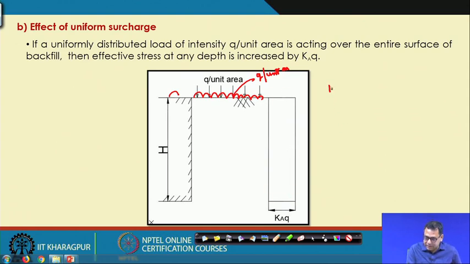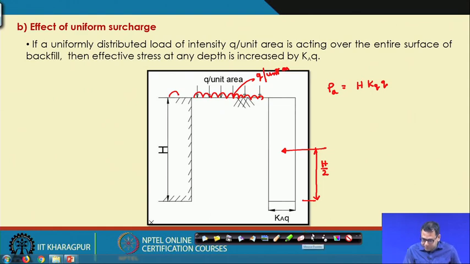So in that case your P A active will be the area, H into K A into Q. That is the force, and because it is a rectangle, it will act at h by 2 from the base or from the top. So this will act at h by 2.